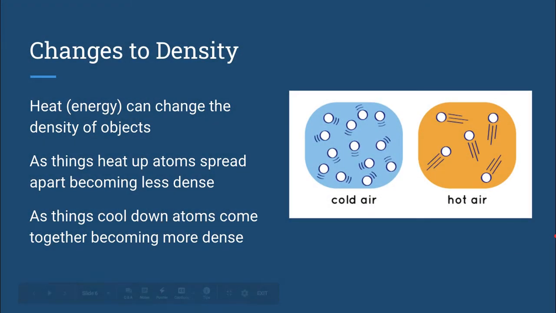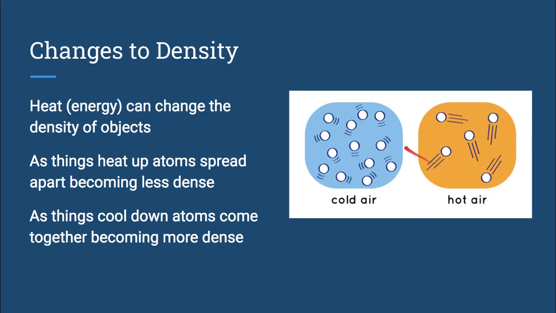Now, an interesting thing about density is that you can change it. You can change the density of an object by changing the heat. In fact, heat changes density of things. As things heat up, their atoms start to gain energy and spread apart. Now, this should remind you of the water cycle. As these atoms start to heat up and move apart, well, then there's fewer of them in the space, and the object becomes less dense.